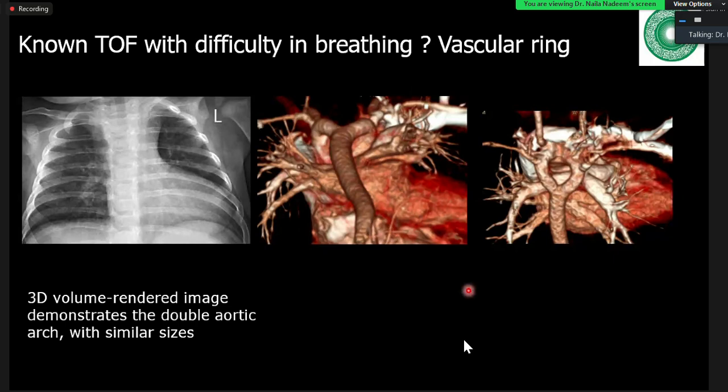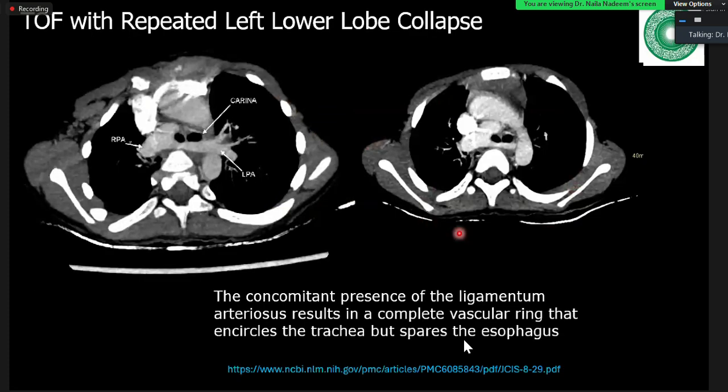So, this was a double aortic arch, and in double aortic arch, you have to tell them which side of the arch is dominant, because the non-dominant side they resect. In 10% of the cases, like in our case, it can be symmetrical and of equal size.